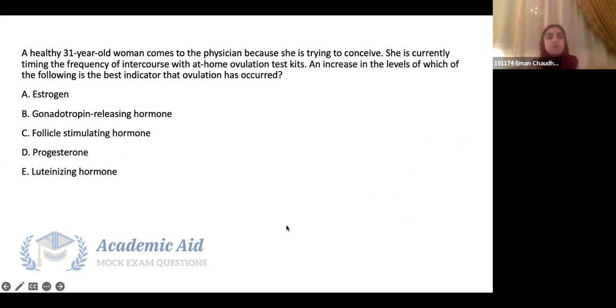Now, a healthy 31-year-old woman comes to the physician because she is trying to conceive. She is currently timing the frequency of intercourse with at-home ovulation test kits. An increase in the levels of which of the following is the best indicator that ovulation has occurred? Keywords is has occurred. Okay, I see a few of you saying D. Great job, guys. So it is D.